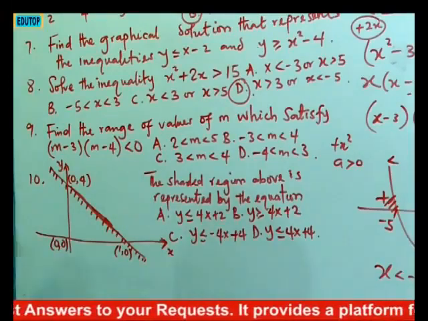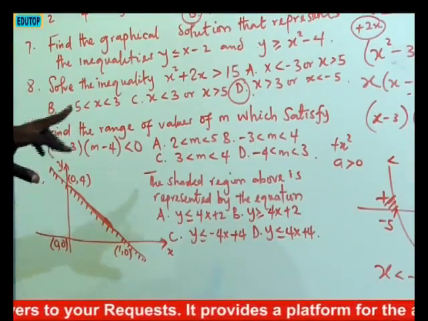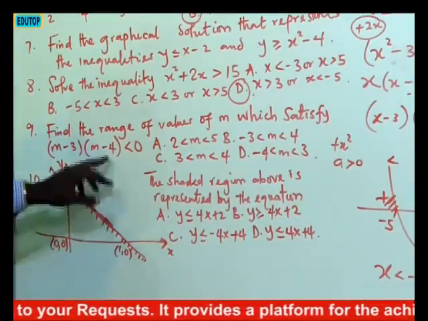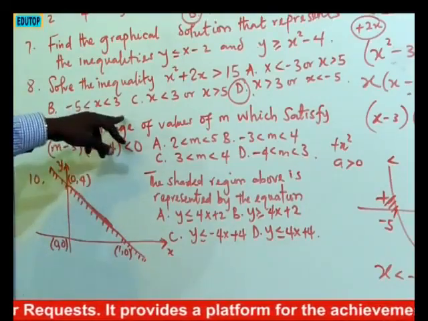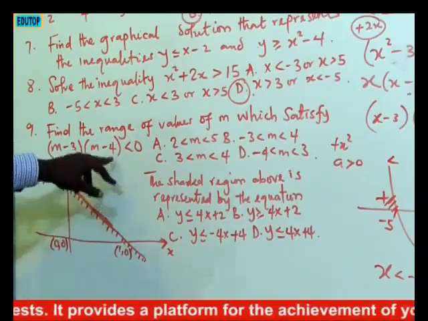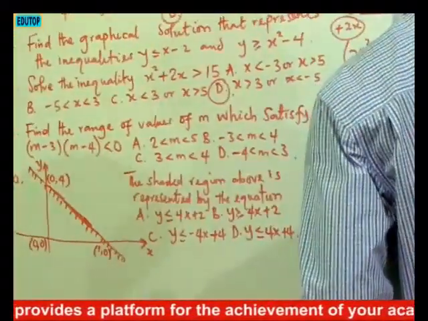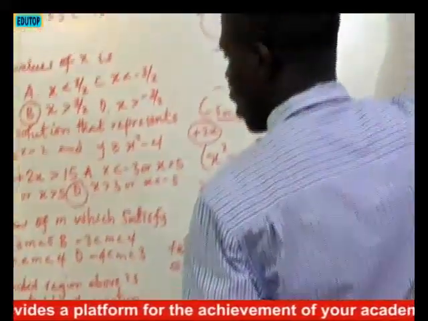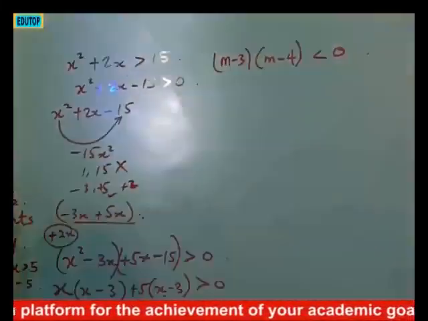So let me talk about question 9. Find the range of values of m which satisfy this. This one has been simplified. This one is not different from the one we just did, but the difference is that this one has been simplified, so there is no point disturbing ourselves. In this situation, we have m minus 3, m minus 4 less than 0. This is what we have.